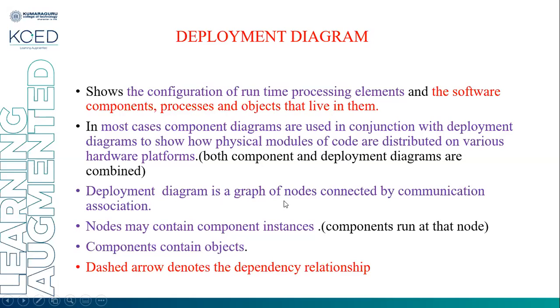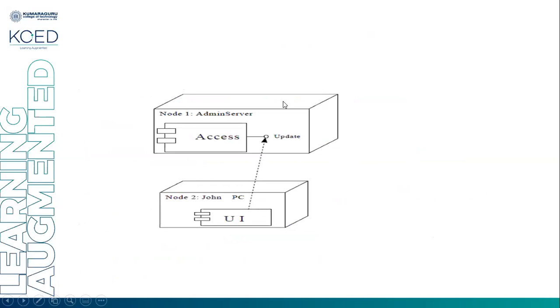A deployment diagram is a graph of nodes connected by communication associations. The node may contain component instances, meaning components run at that node. So components contain objects. The dashed arrow denotes the dependency relationship. Here, node 1 is the admin server, which contains the component access. Node 2 is John's PC, which contains the component user interface. The dependency relationship is shown by the dashed arrow.